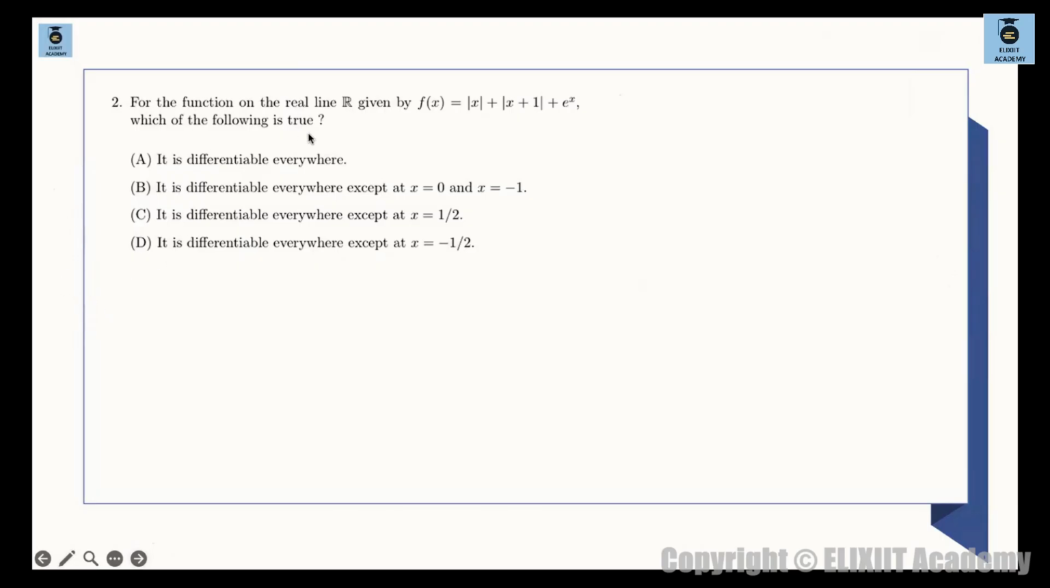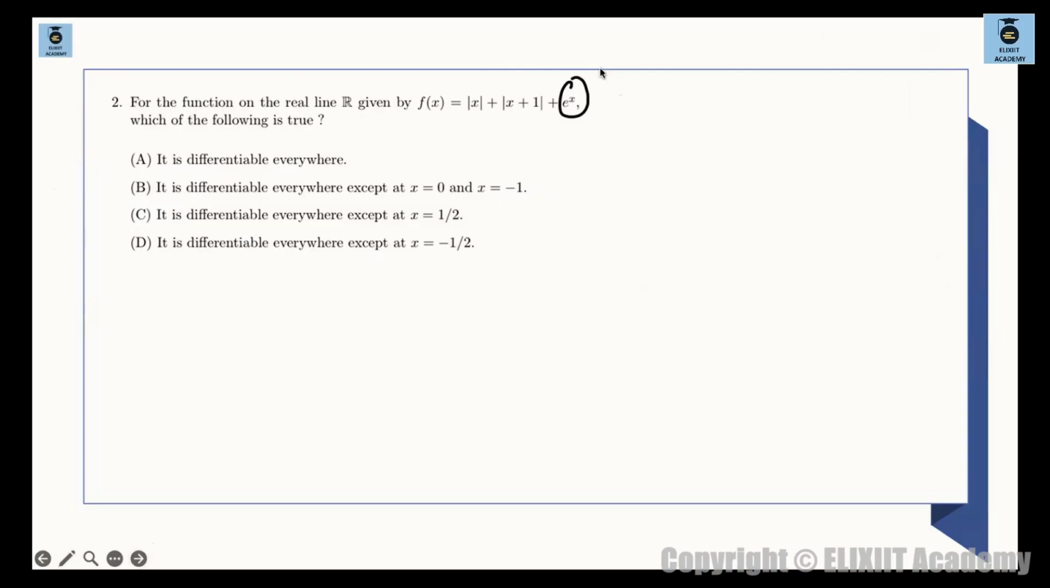Here we have the first question which says that for the function on the real line R given by f(x) is mod x plus 1 plus e raised to the power of x, which of the following is true? Differentiable कहाँ पे ये देखना है बस. So can you see over here that this is a similar type of function which we have learned before, है ना, वो board shape वाला graph. One extra thing what they have given is e raised to the power of x. पूछ रहा है कि whether this is differentiable at which of these following points.